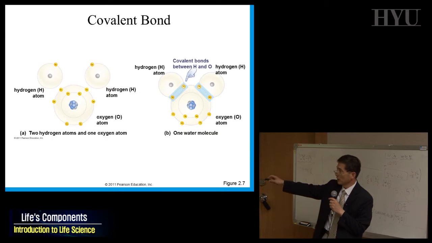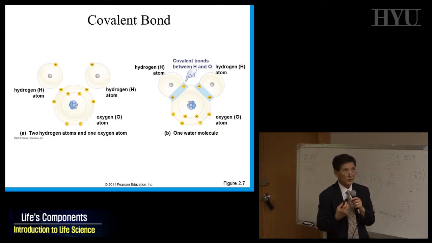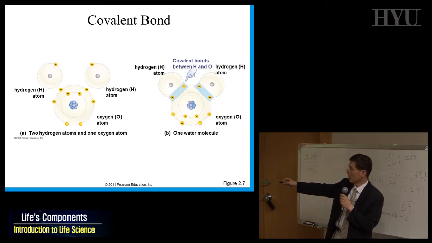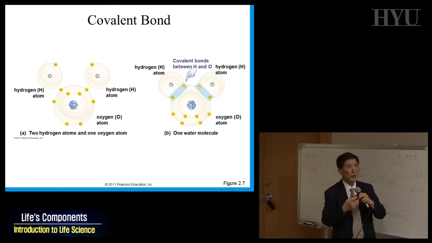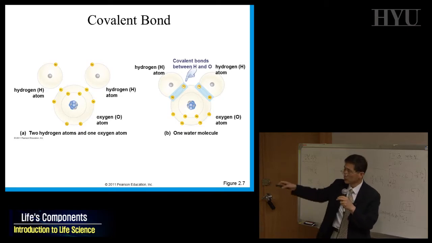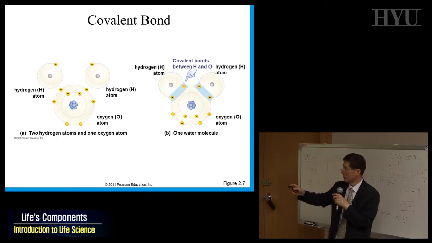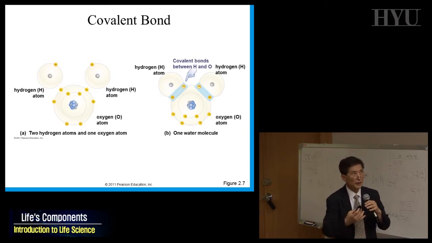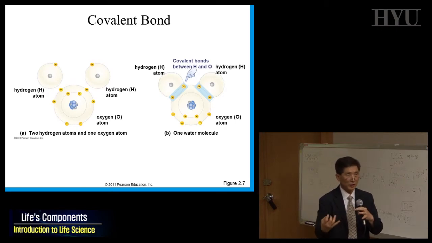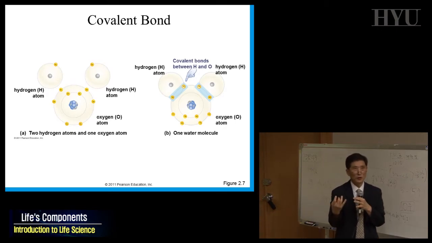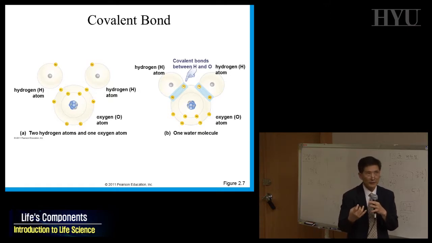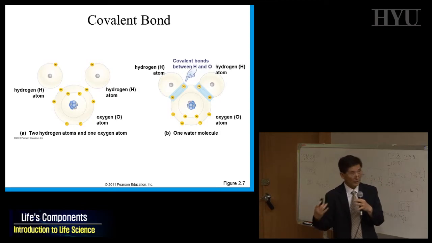That electron can come from a hydrogen atom. Each one gives 1 electron, so they can share. 2 hydrogen atoms and 1 oxygen atom come together to form a water molecule, and they share these electrons. It's like moving in and living together. It's marriage. Marriage is stronger than dating, so a covalent bond is a little stronger than an ionic bond.